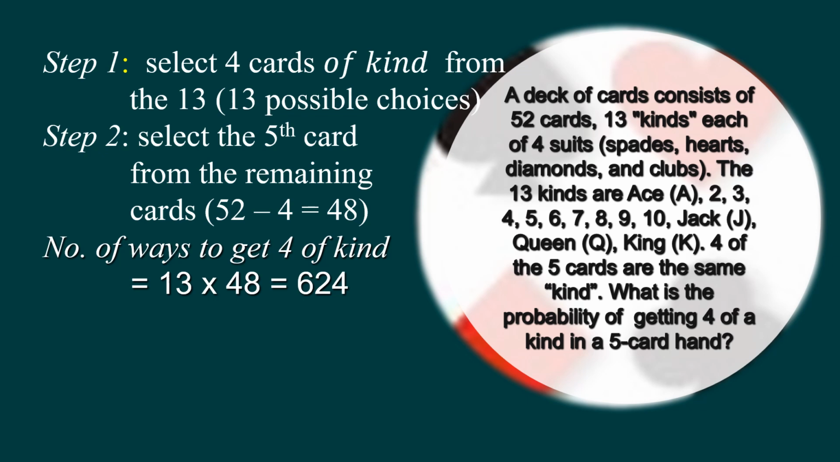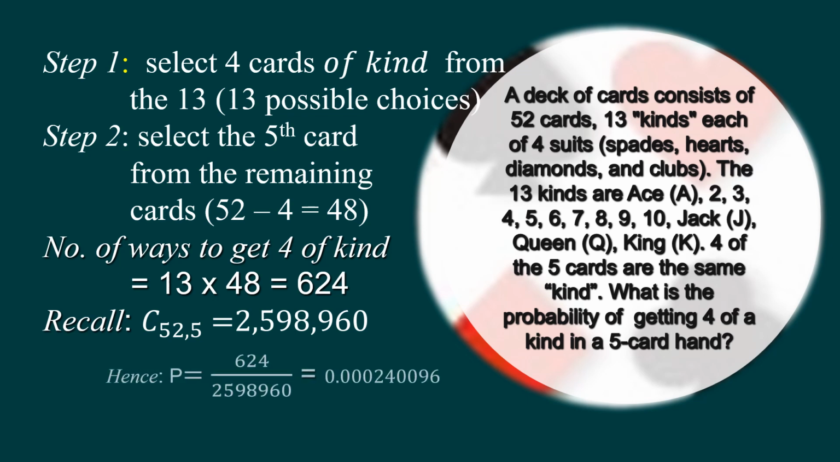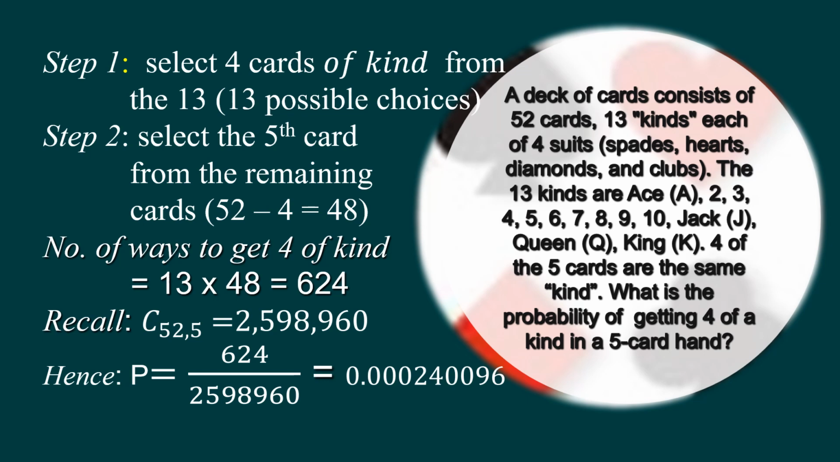And using the mn rule, the total number of outcomes will be 13 times 48, equal to 624. Recall also that we had already computed the combination of 52 and 5, and this is 2,598,960. So the probability is 624 divided by 2,598,960, and that is 0.0002401 or 0.02401%.